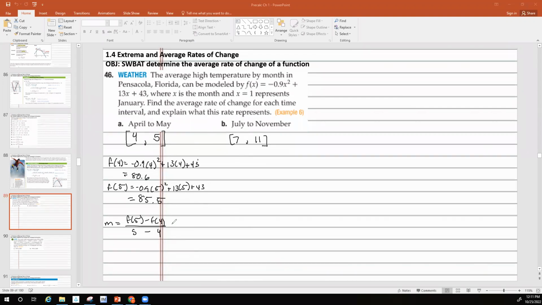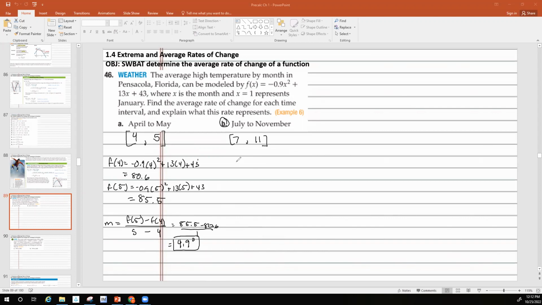All right, and then when you do that, you get 85.5 minus 80.6 over 1, which gives us 4.9 degrees. That's how much it changed, the average change between those 2 months. All right, and you can do the same thing with July. Why don't you try it for July? Try it out. I'll put the answer down here.